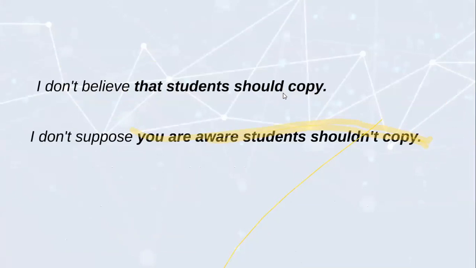Another common verb is believe, okay? And something like, I don't believe that students should copy. And I don't suppose you are aware students shouldn't copy. In this case, there is an opposite relationship between negative and affirmative parts of the sentence, okay? If you use a negative part in the verb, then you should use a noun clause in an affirmative way. I don't believe that students should copy. Negative and affirmative. Okay?